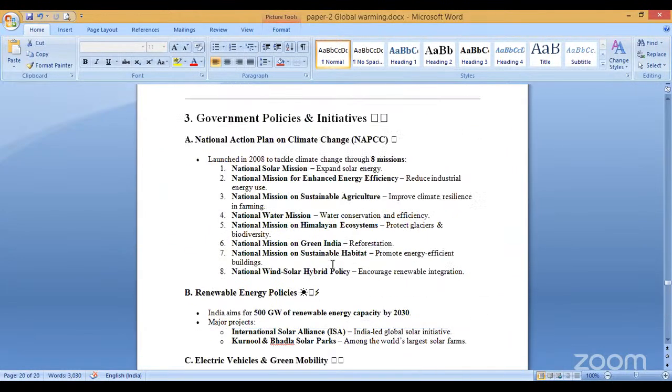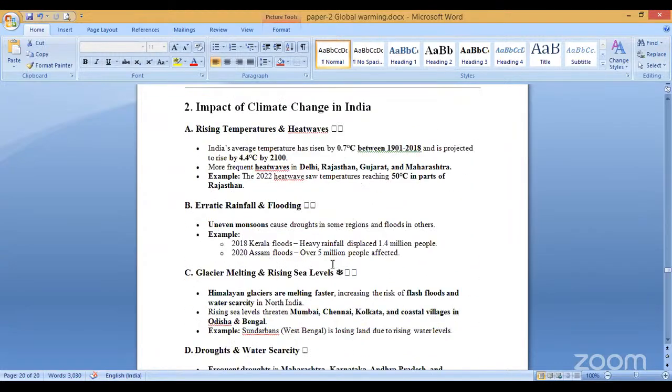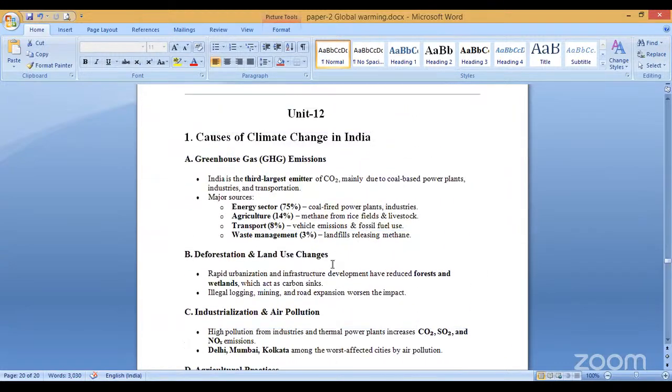And coming to this chapter once again, this is a very interesting topic. Unit 12: causes of climatic changes in India. I want to repeat this one more time because it is the most important one. That's why I'm going to discuss it one more time. India's greenhouse gas emissions.